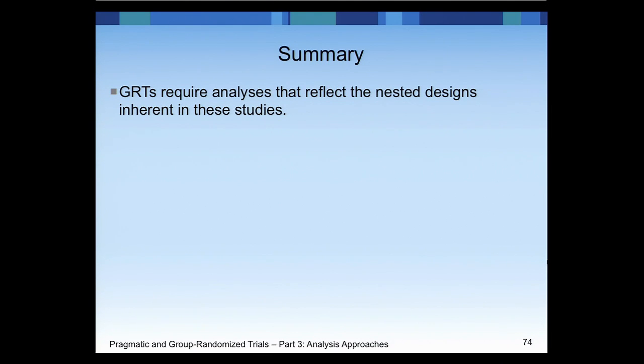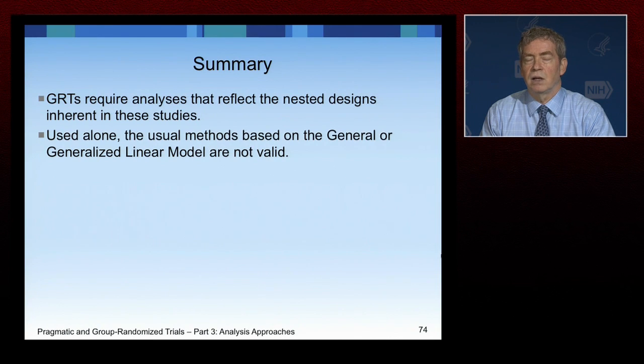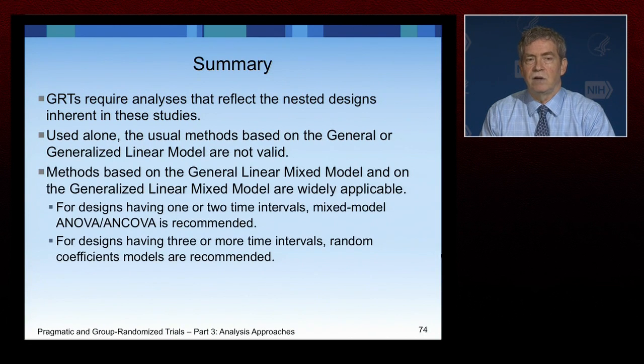In summary, group randomized trials are different animals in terms of their designs. They require different analyses. In particular, they require analyses that reflect the nested design that's inherent in these studies. If we use the general linear model or the generalized linear model, and these are the familiar linear regression, logistic regression, analysis of variance, t-test sorts of methods, in a single stage, we're not going to get a valid analysis, and we're going to have an inflated type 1 error rate. Instead, if we're going to use models, we need to use models that are based on the general linear mixed model, the generalized version of that.